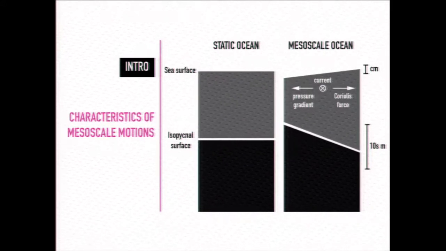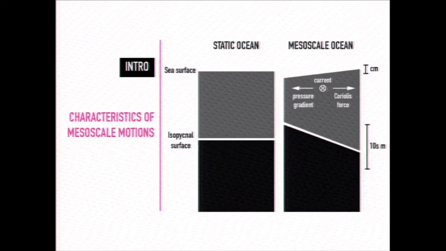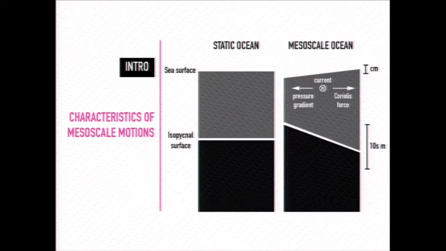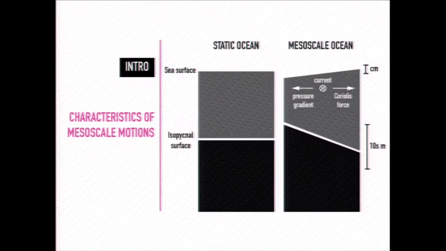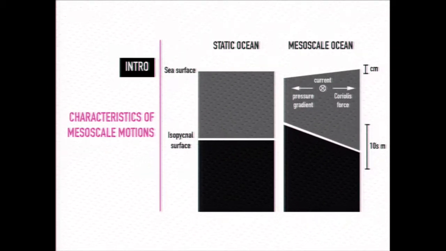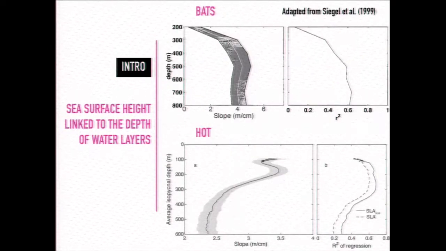When we have a mesoscale current, conversely, this current is associated with a slope in the sea surface, and also an opposite slope in these isopycnal layers in the water interior, so a displacement of water layers in the ocean interior. While there are changes on the order of centimeters in the sea surface, the changes in the depth of these layers are on the order of meters or tens of meters. So this can have important implications.